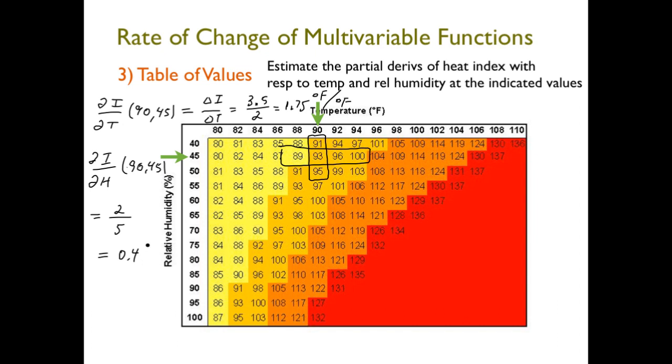Units would be? Sorry, it'd be degrees per percent, right? It's degrees Fahrenheit per percent. Meaning, given any change in percent humidity, the change in the heat index would be 0.4 times that change in percent. Whatever small change in percent you pick, the change in the heat index would be 0.4 times that change in percent. And that's only true when temperature is 90 and relative humidity is 45.